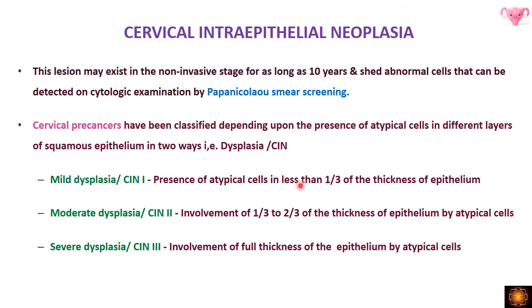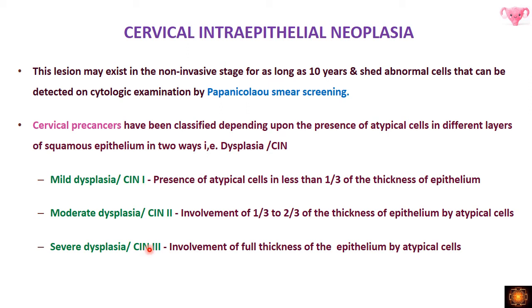So how we have given these changes as L cell and H cell or CIN 1, 2, we'll see. Depending upon the presence of the atypical cells in the different layers of the squamous epithelium, they have classified them as cervical intraepithelial neoplasia 1, 2 and 3. Initially, when they were describing, they described it as mild, moderate and severe dysplasias. Later on, the terminology was changed to cervical intraepithelial neoplasia 1, 2 and 3.